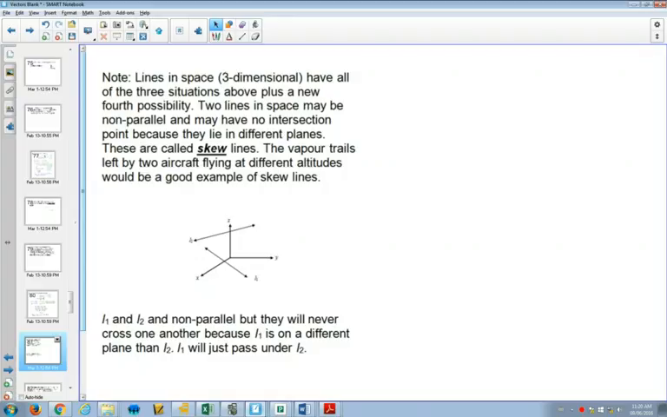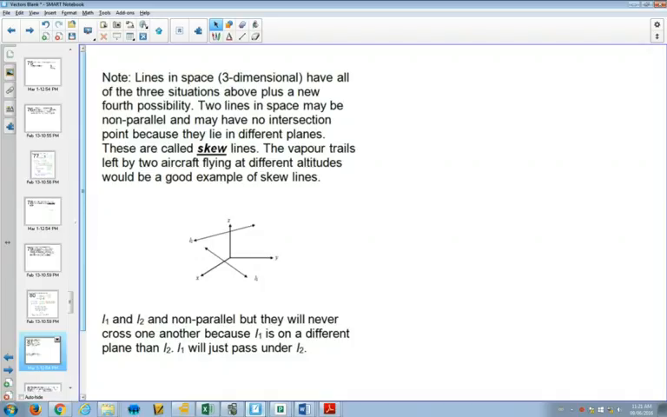Now in 3 dimensions, there's another possibility. 3 dimensions has the same things: you could have two lines that intersect at one point, two lines that are parallel that never intersect, or two lines that are parallel and are exactly the same line. But you could also have two lines that aren't parallel that don't intersect.